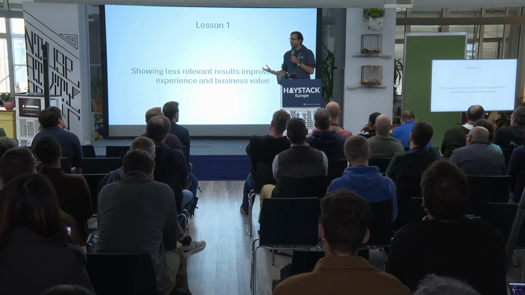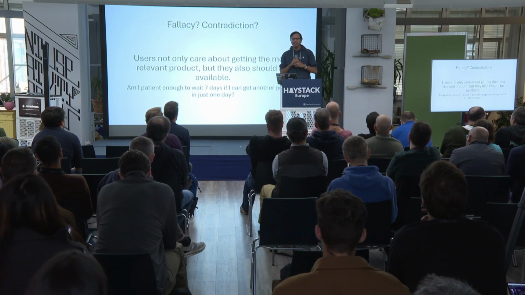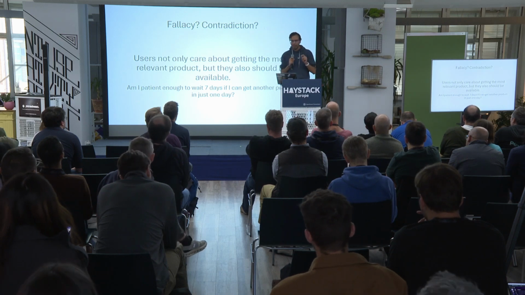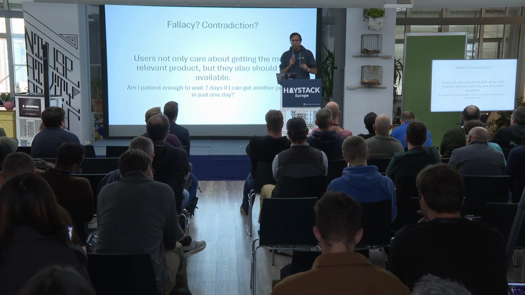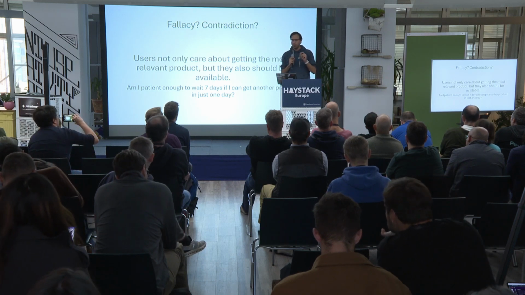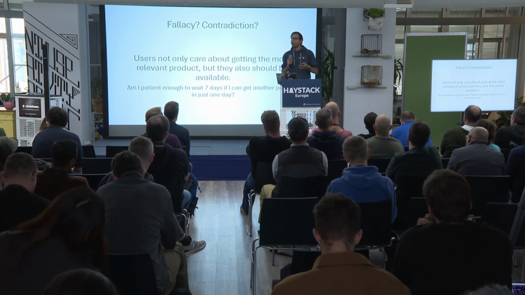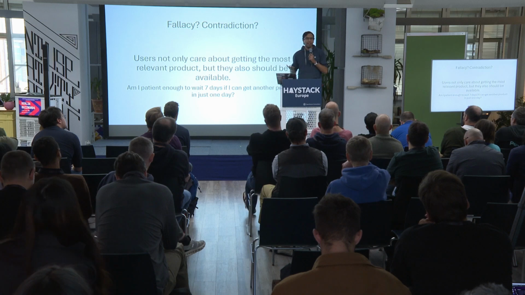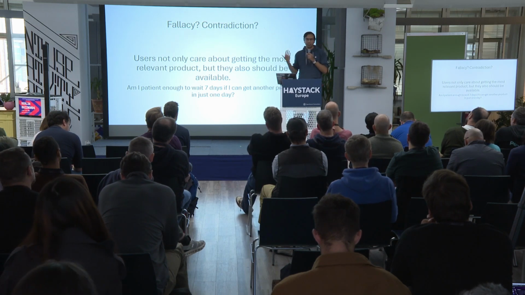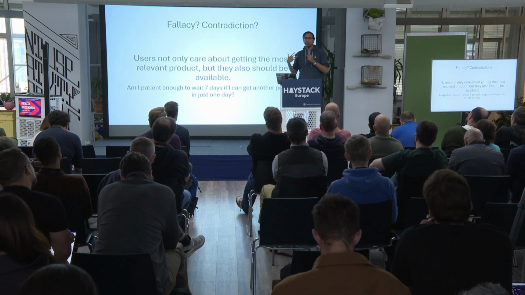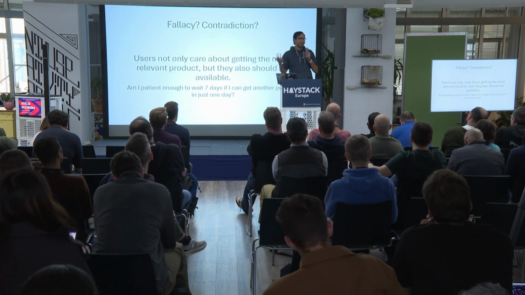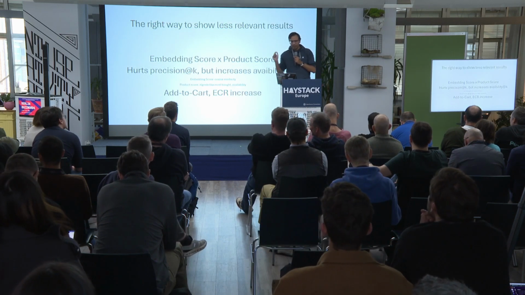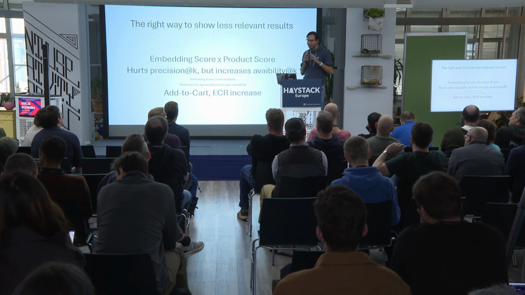It might sound like a contradiction, but it is not if you think about the following. Users not only care about getting the most relevant product, but they also want products that are available. Imagine two products, A and B. A is the most relevant, but you get it in 7 or 14 days, and the other one is not so relevant, but you get it in 1 day. There are a lot of people who will prefer the less relevant product, no? So now I will give you the right way we found to show less relevant products in vector search.